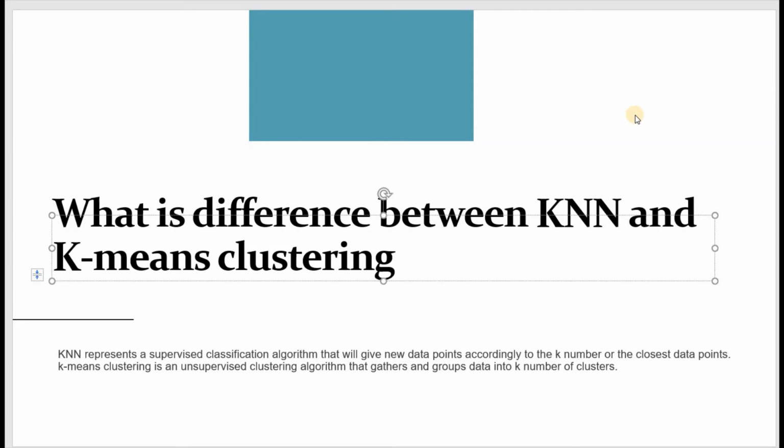Whereas K-means cluster is an unsupervised clustering algorithm that gathers and groups the data into K number of clusters. Okay, this is a grouping of data. When we talk about K-means cluster, it is a grouping of data into clusters. By the value of K, it forms the clusters. If K is equal to 5, it forms 5 clusters of grouped data.